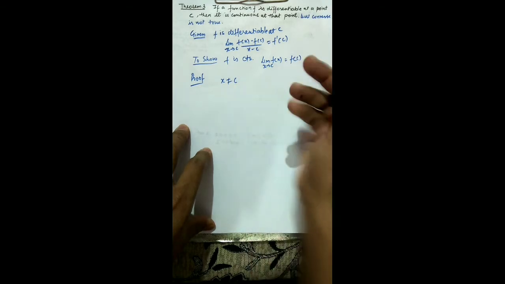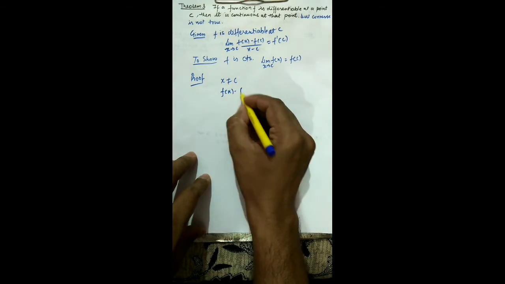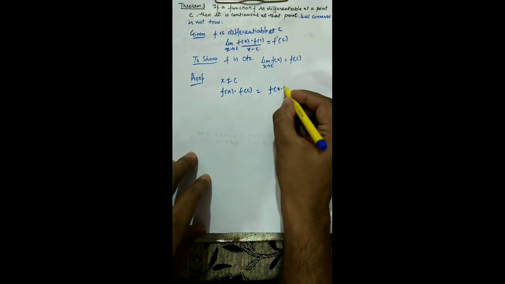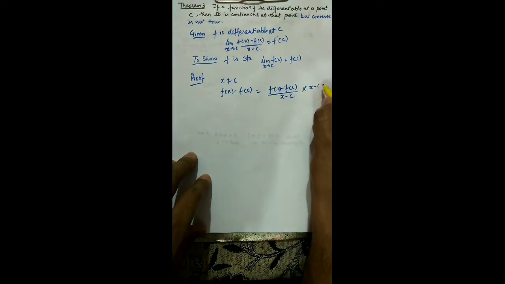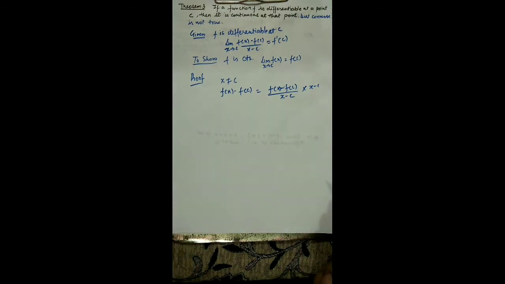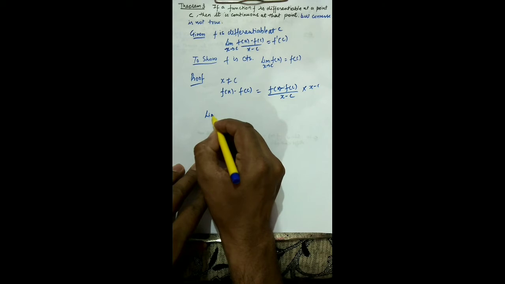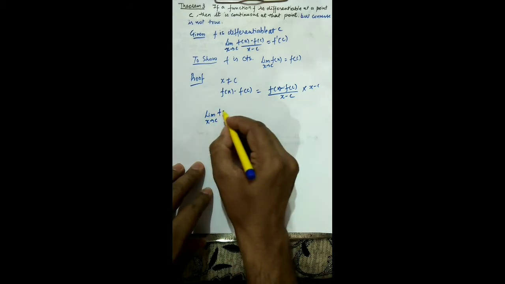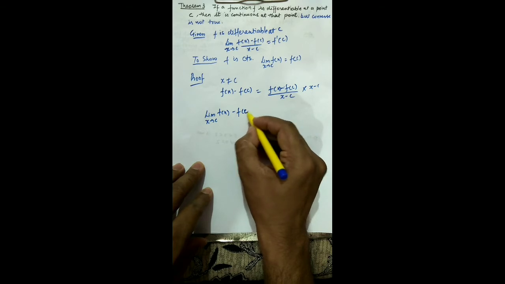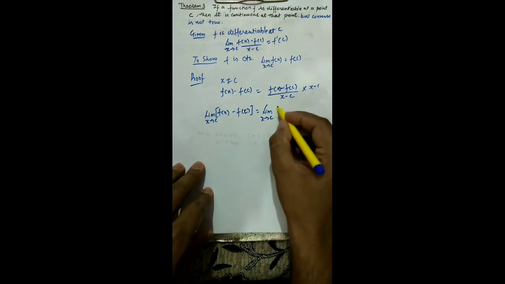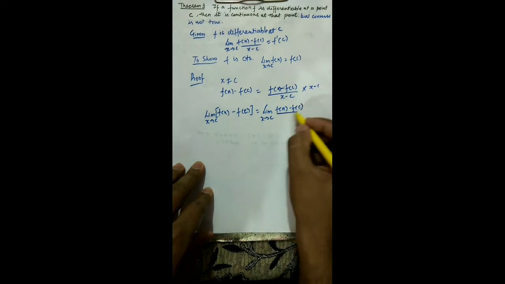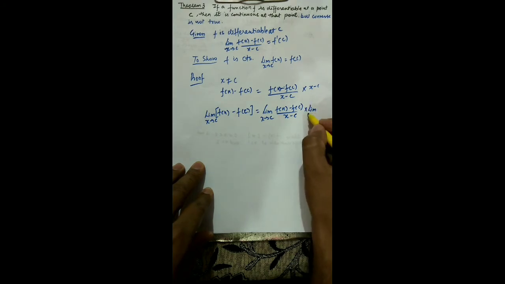Here, x not equal to c, we have to assume this in the beginning. So now I can write f(x) minus f(c): I divide by x minus c and multiply by x minus c. And after this I can take limit on both sides. So limit x tends to c, f(x) minus f(c), is equal to limit x tends to c of f(x) minus f(c) upon x minus c, into limit x tends to c of x minus c.